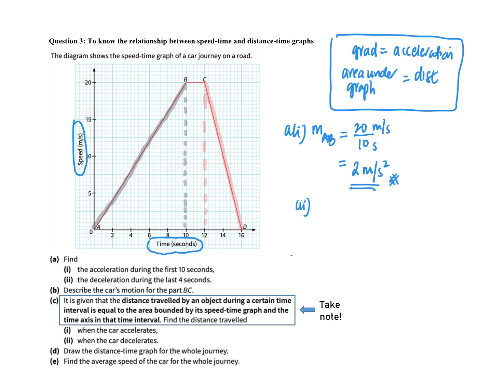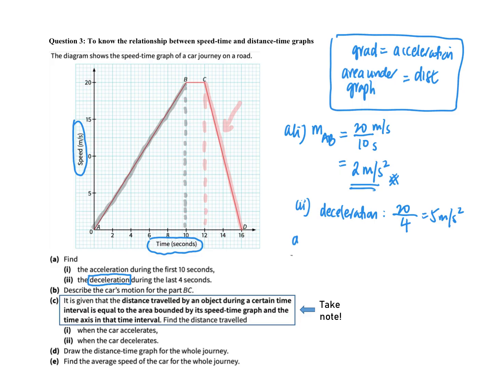Okay, part 2, they ask for the deceleration for the last 4 seconds. Take note, because they already acknowledge that it is deceleration, the answer is positive. So when they ask for the deceleration, it will be rise over run. So 20 divided by 4. So 5 meter per second square.